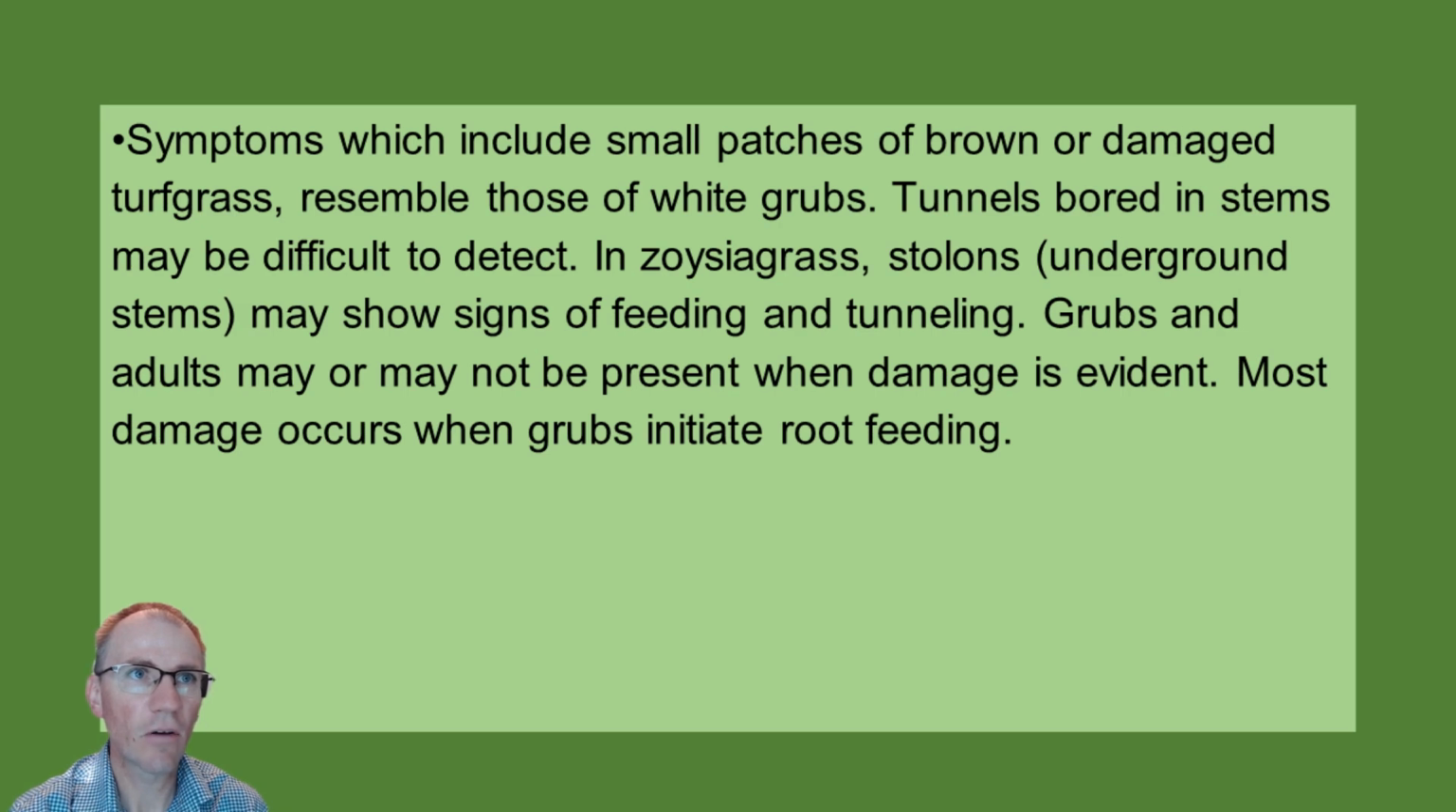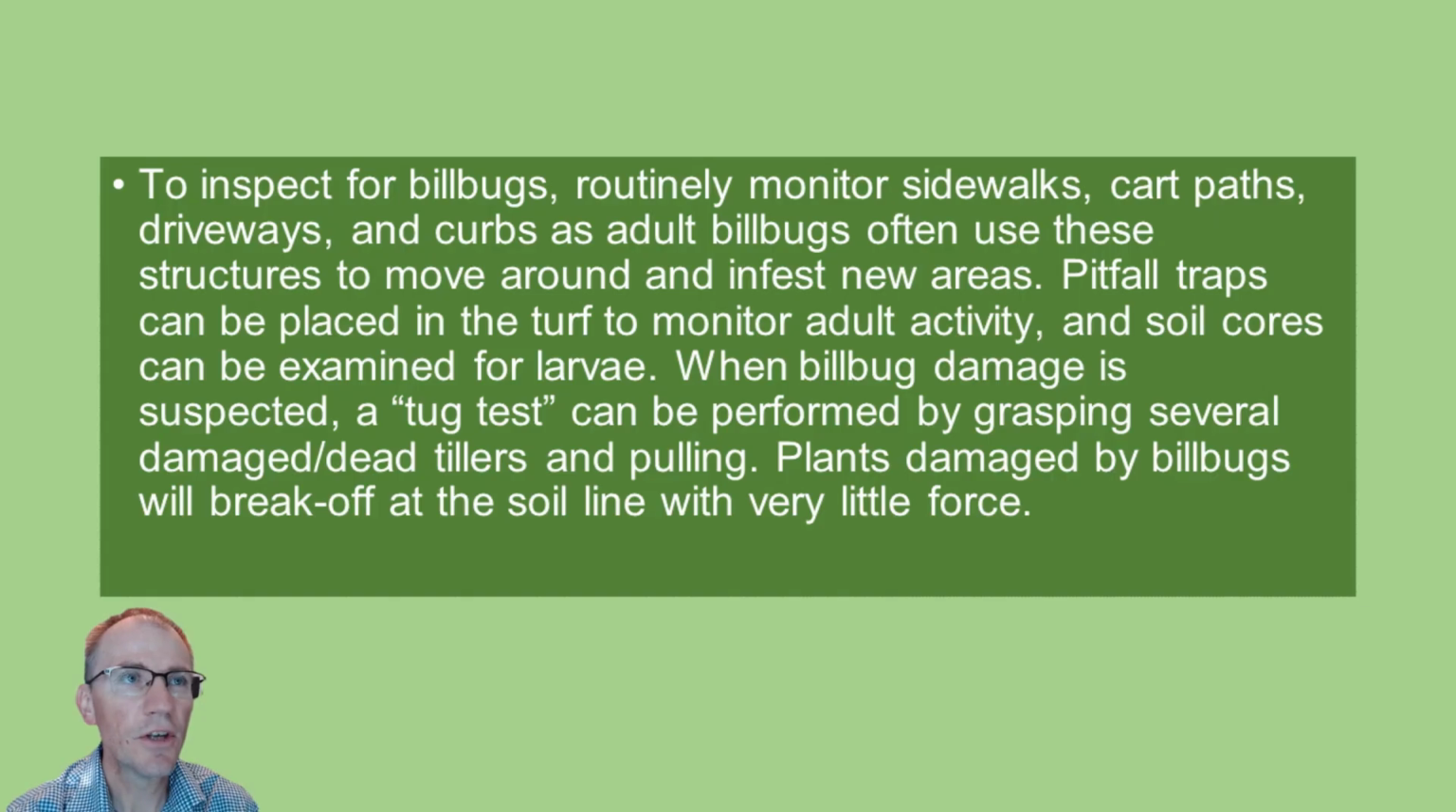Most damage occurs when grubs initiate root feeding. To inspect for billbugs, routinely monitor sidewalks, cart paths, driveways, and curbs, as adult billbugs often use these structures to move around and infest new areas. Pitfall traps can be placed in the turf to monitor adult activity, and soil cores can be examined for larvae. When billbug damage is suspected, a tug test can be performed by grasping several damaged, dead tillers and pulling. Plants damaged by billbugs will break off at the soil line with very little force.